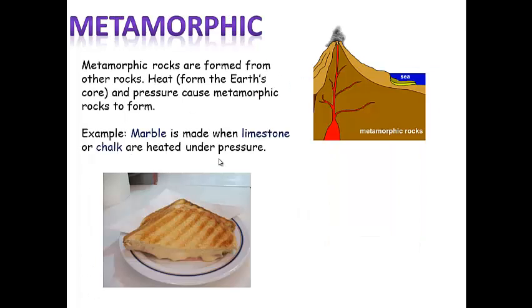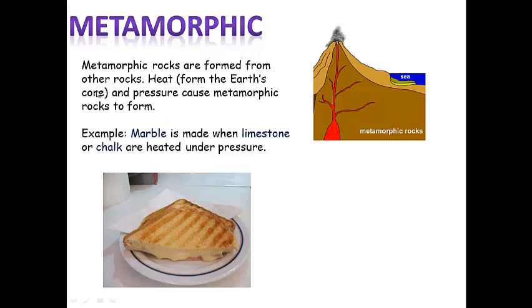The next one is metamorphic. Metamorphic rocks are formed from other rocks. Heat from the Earth's core and pressure cause metamorphic rocks to form. The way I look at it is metamorphic is a word that means to change. Just think of a frog that metamorphosizes from a tadpole to a frog. This is exactly the same with rocks. It starts off with a sedimentary rock, such as limestone or chalk, and when this has heat and pressure, it then turns into marble.